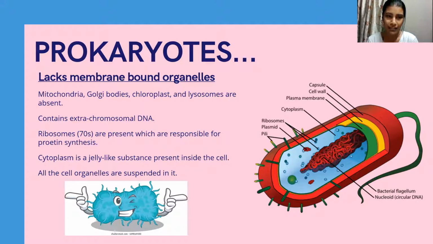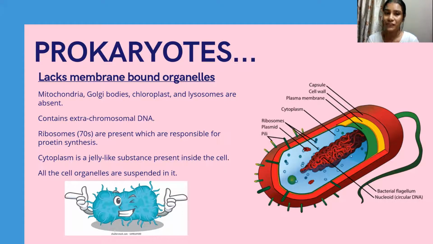So basically, they do not have mitochondria, Golgi bodies, chloroplasts, or lysosomes. But they do contain an extrachromosomal DNA. Can you guess what that extrachromosomal DNA is? Right, it's plasmid. And can you tell me what is the use of plasmid? If you think harder, plasmids are used in genetically modified organisms as a vector for transferring some kind of DNA to another bacteria. That's a topic for another day, but yes, the extrachromosomal DNA here is plasmid.